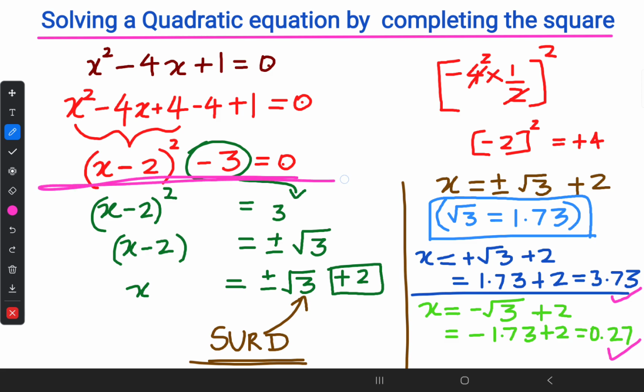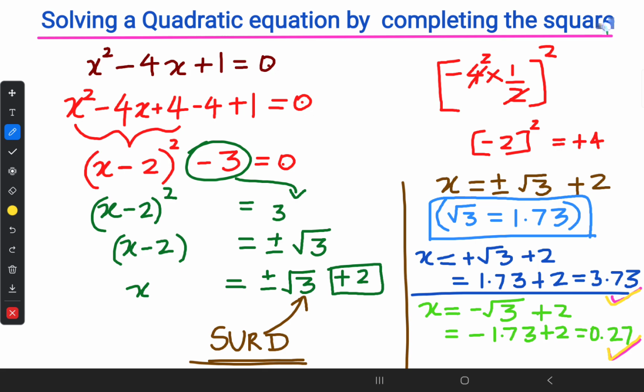Previously, up to here, we did factorization and making a square. Thereafter, here we are having a new kind of question. This is not a square number. This is a surd. Non-square numbers inside the square root are called surds. The square root of 3 is a surd. So when you write the solution with positive, 1.73 plus 2 is 3.73, and the next solution would be negative square root of 3, so negative 1.73 plus 2 is 0.27.